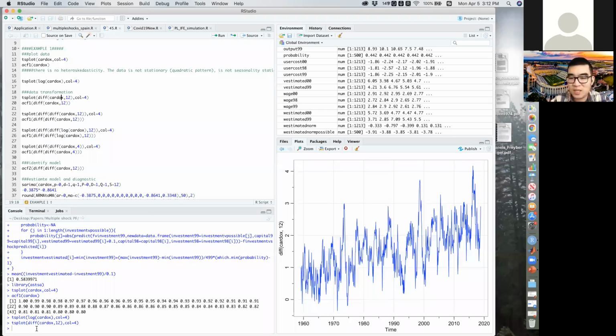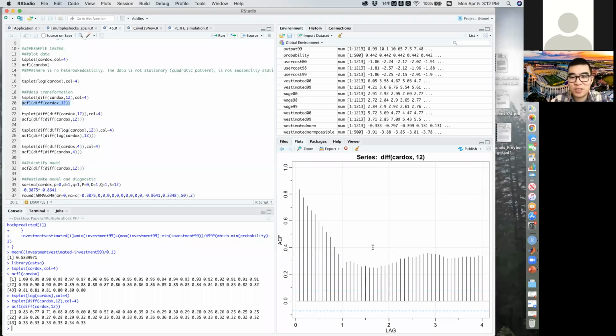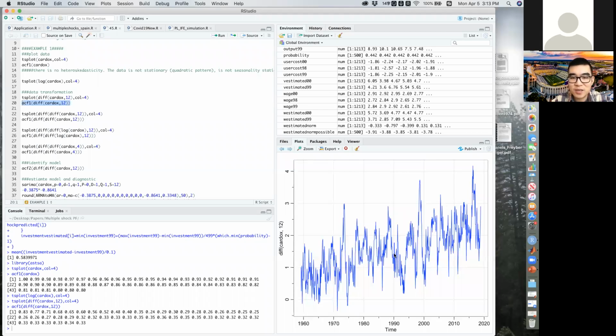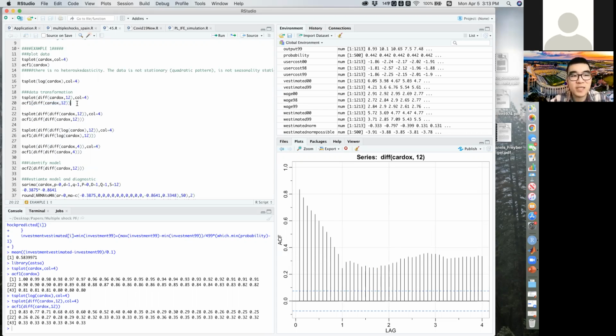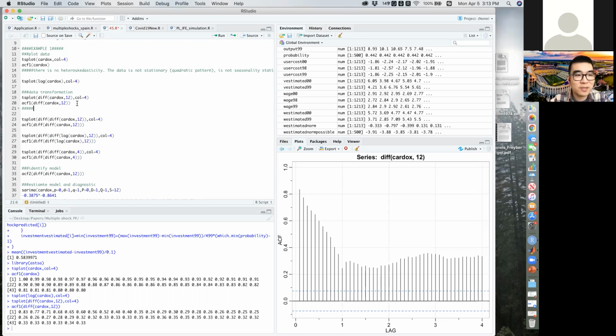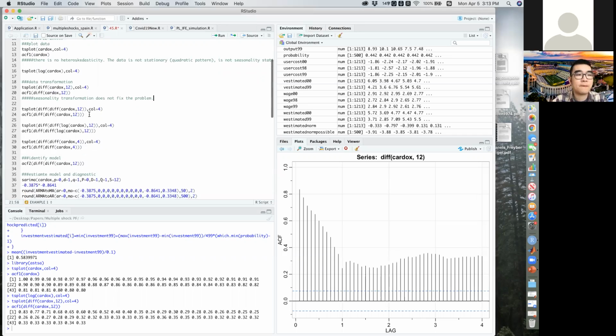You can easily see that this ACF is not very good. That also makes sense because after this transformation, you can still see an increasing pattern here. So if you draw the ACF of this time series, you won't get a very good ACF plot. That means the seasonality transformation does not fix the problem.